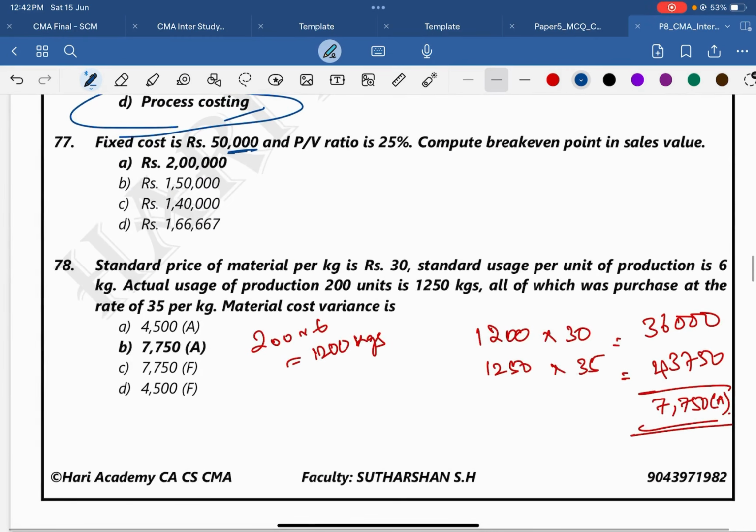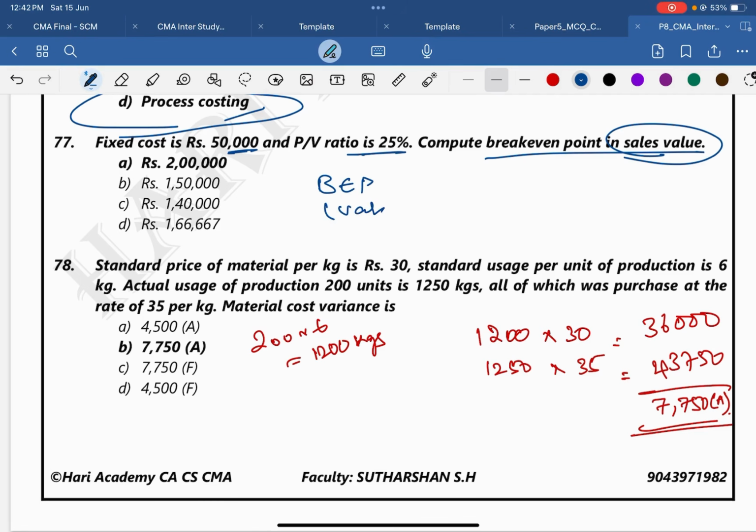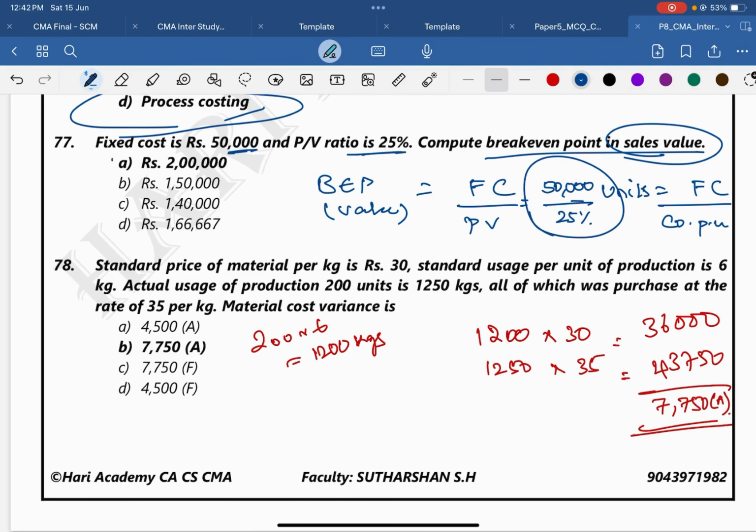Then fixed cost is 50,000. PV ratio is 25%. What is the break-even point in sales value? Suppose they are asking break-even in value, the formula will be FC divided by PV ratio. If they are asking units, then the formula will be fixed cost divided by contribution per unit. So here they are asking value. Fixed cost is 50,000 divided by 25%. If you do it, it will become 2 lakh.